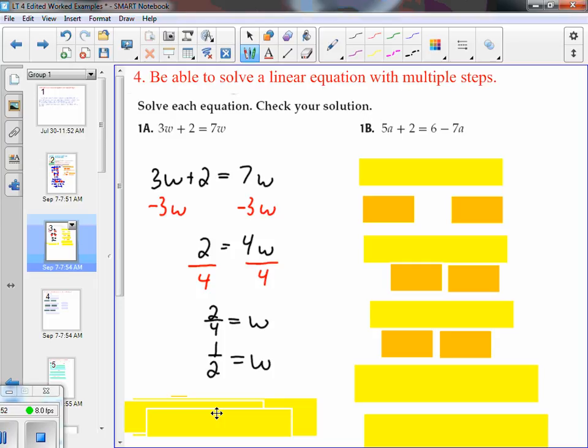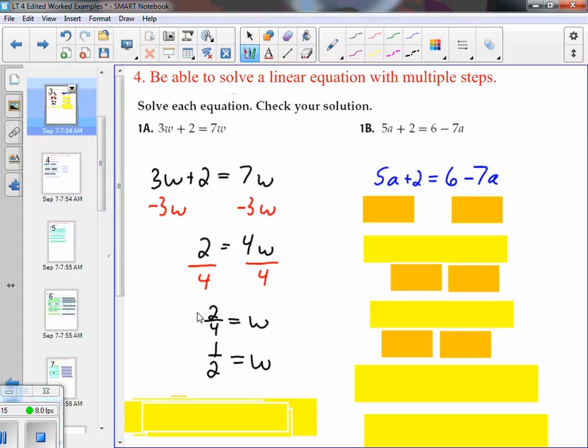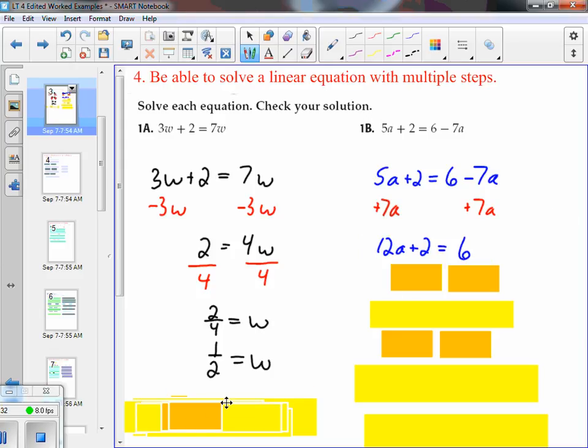All right, do 1b by yourself. I'll uncover it step by step up here, but I want you to try to do the step first. You know how to do these problems. Oh, and by the way, is it possible to work it differently than me and still get the correct answer? Yes. So don't panic if yours looks different. We should end up in the same place.